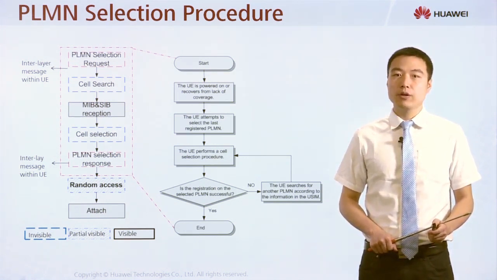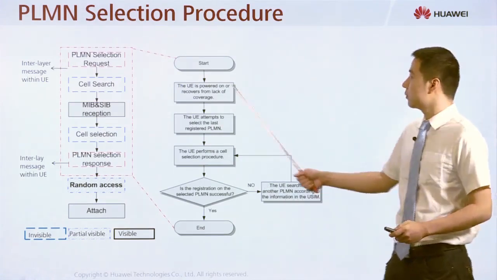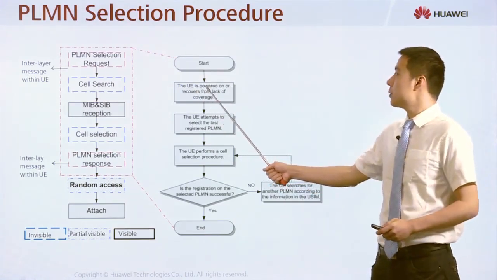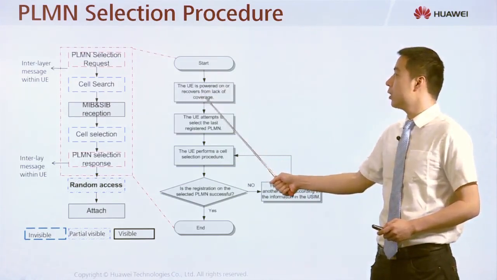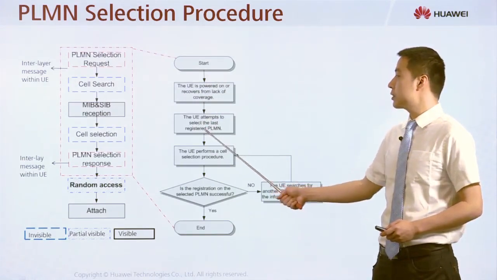First, after UE power on, UE will perform the PLMN selection procedures. Look at these pictures. When UE is powered on or recovers from lack of coverage, UE will attempt to select the last registered PLMN.